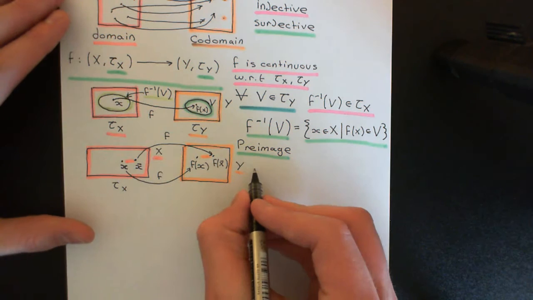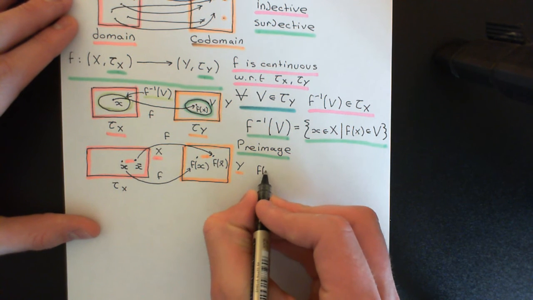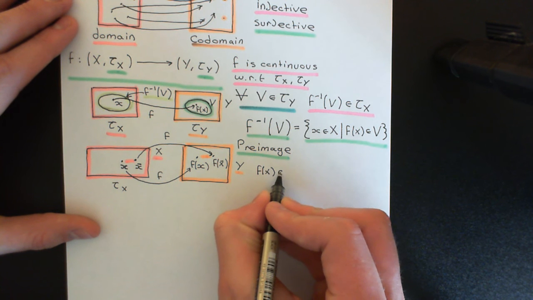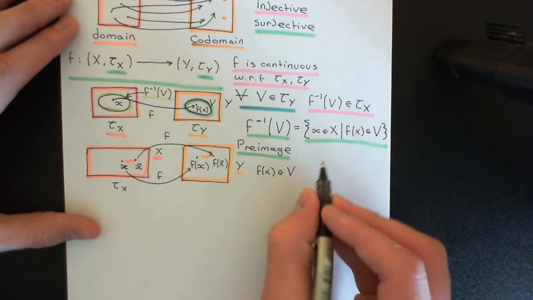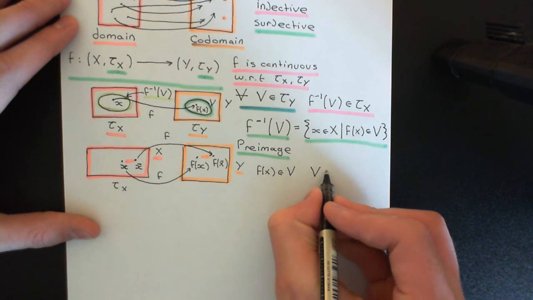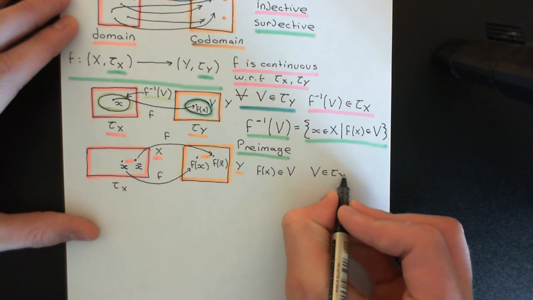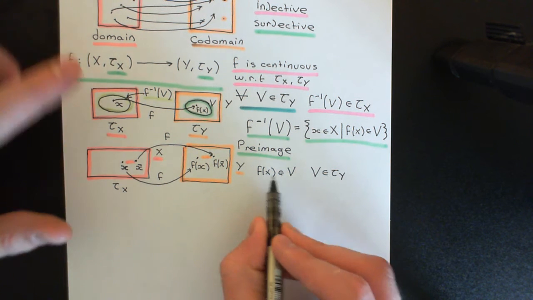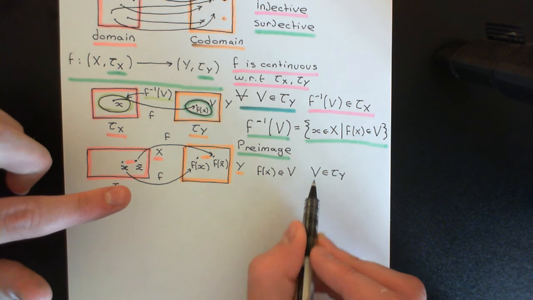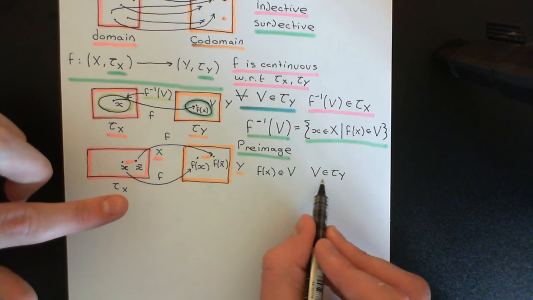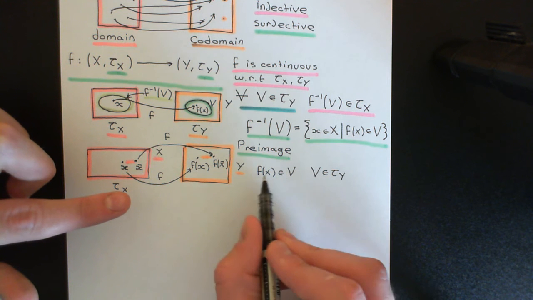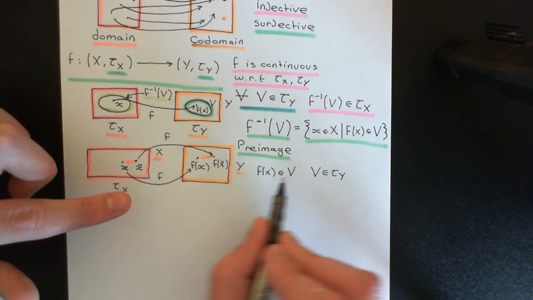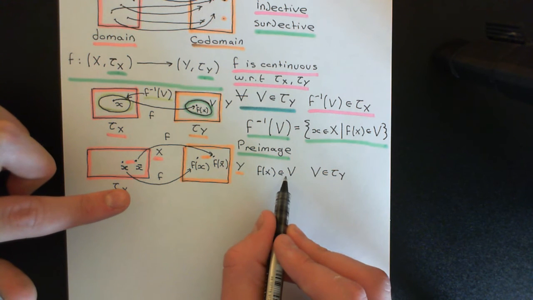Okay, so what I want to say is f of x, let's say, is in some open set, capital V, which is an element of the topology tau y. So I've just said let V here be an open set, i.e. a set that's in the topology tau y. And suppose that f of x, this point here, is going to be in that open set.